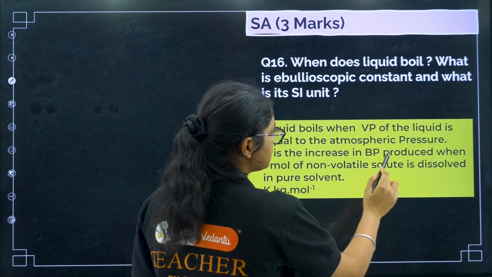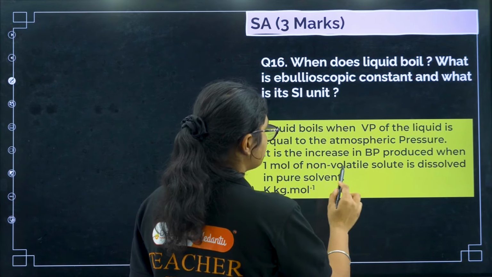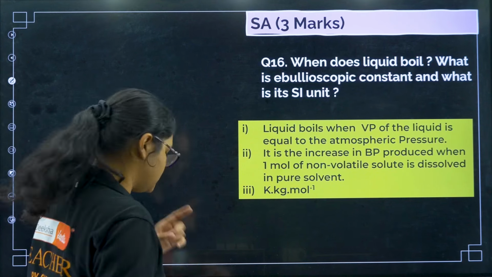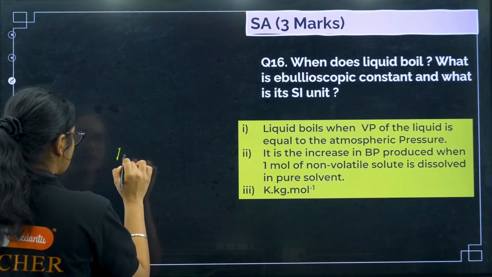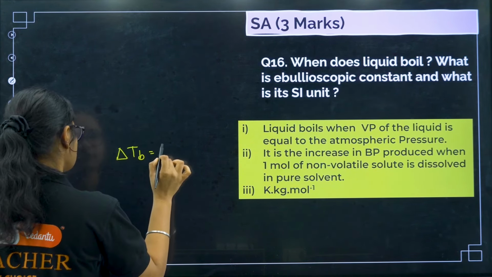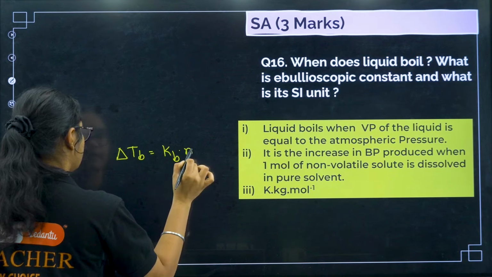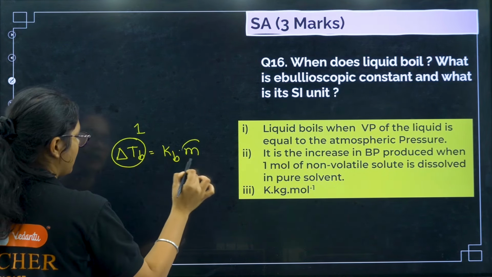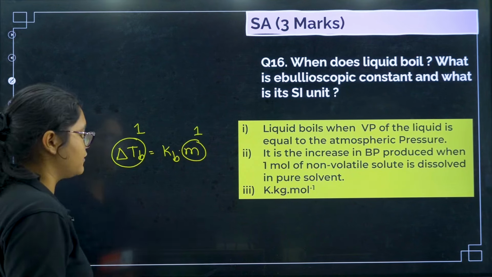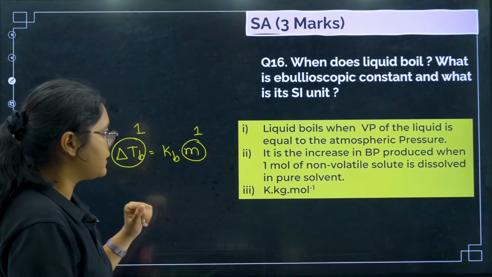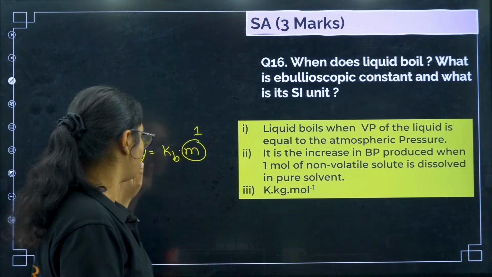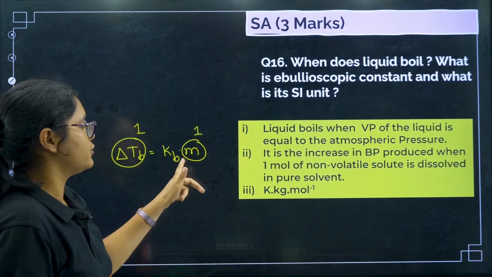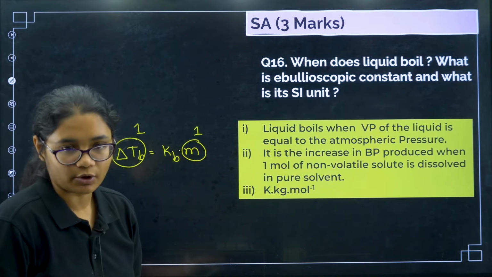It is the increase in boiling point produced when 1 mole of a non-volatile solute is dissolved in pure solvent. So if you see, delta Tb is equal to Kb into m. If delta Tb is 1 and molality is 1, then the value here is Kb. So we refer to that as the increase in boiling point when 1 mole of a non-volatile solute is dissolved in 1 kg of a pure solvent.